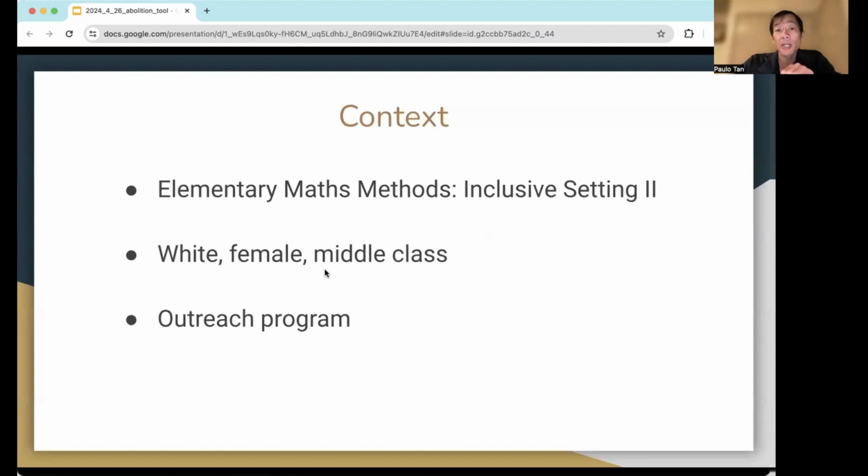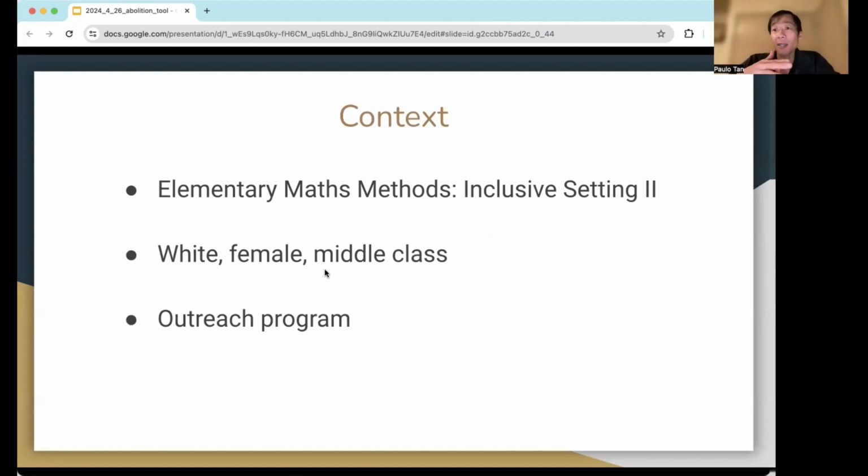And so these are prospective teachers who are aiming to become elementary teachers, and they have a focus on either students who receive special education services or multilingual learners. So that's the program that I'm part of.